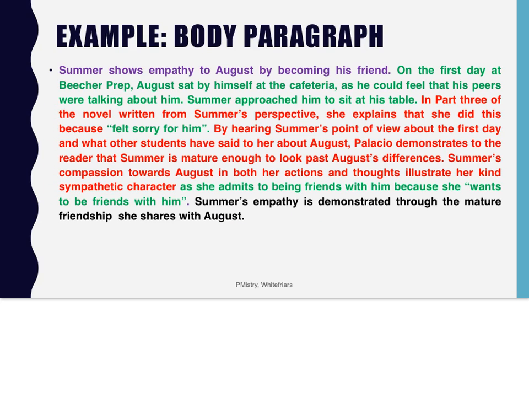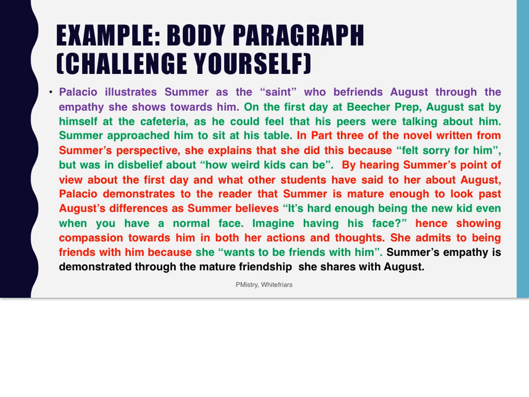And look at the linking sentence here: Summer's empathy is demonstrated through the mature friendship she shares with August. So we're linking back to our contention, saying that yes, this character does display empathy. And this is slightly more advanced. Note the way that the quotes here are embedded in the sentence. There are several quotes here, and they're not just separate to the sentence. In part 3 of the novel, written from Summer's perspective, she explains that she did this because she felt sorry for him, but was in disbelief about how weird kids can be. Notice these are quotes from the novel.